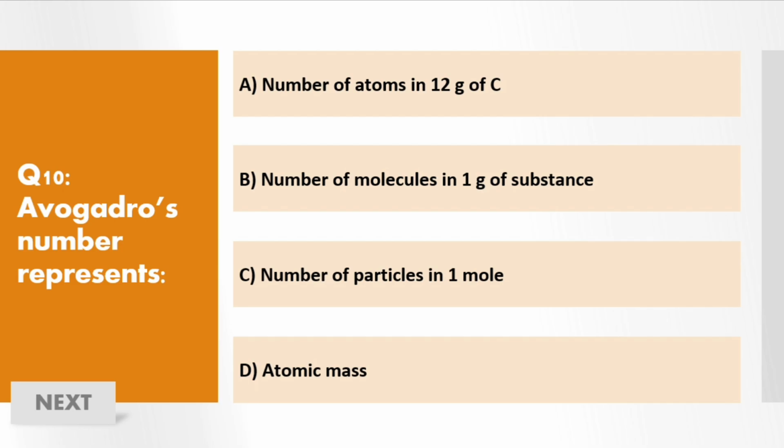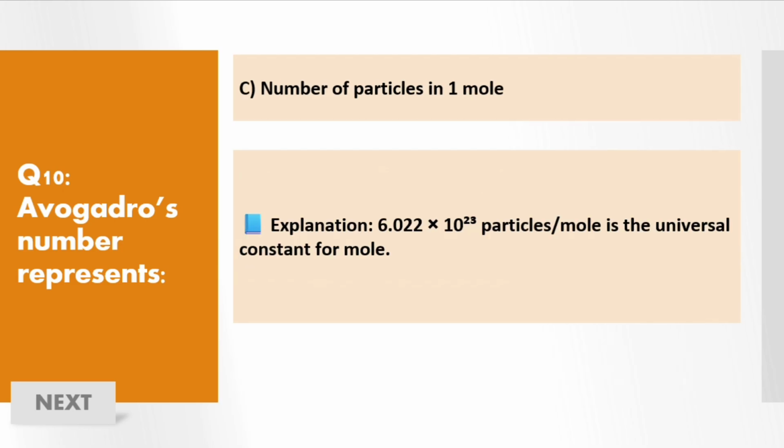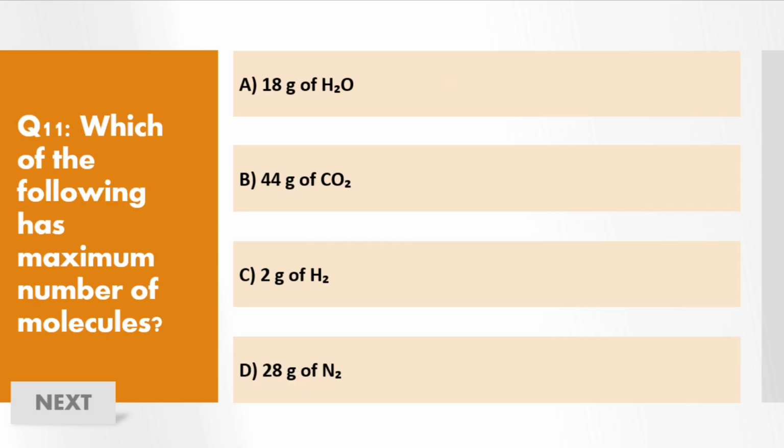Q10. Avogadro's number represents A. Number of atoms in 12 g of C, B. Number of molecules in 1 gram of substance, C. Number of particles in 1 mole, D. Atomic mass. Correct answer: C. Number of particles in 1 mole. Explanation: 6.022 × 10^23 particles per mole is the universal constant for the mole.